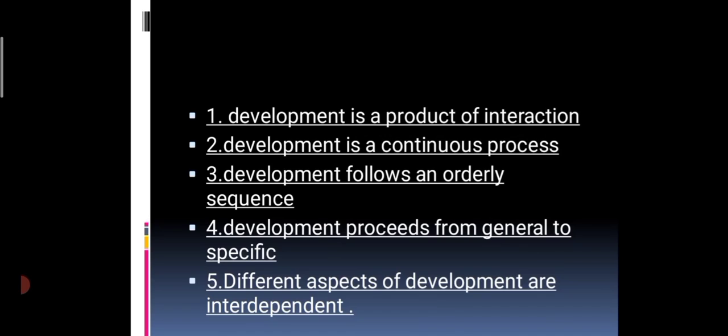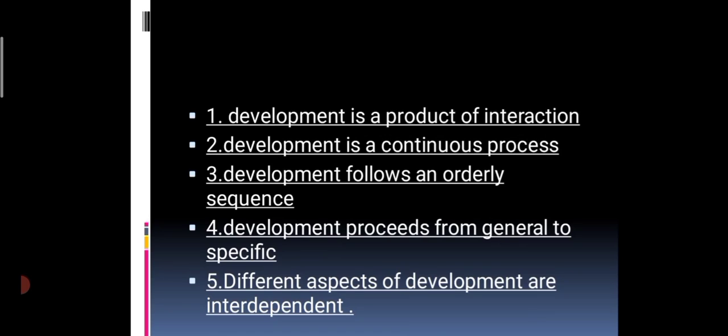So the social development is dependent on the motor development. Likewise, physical development depends on the intellectual development, etc. So we can say that the different aspects of development are interdependent.